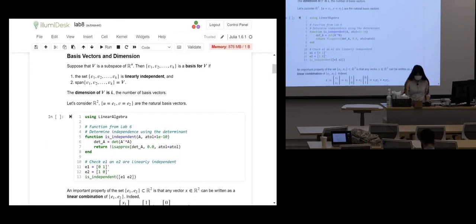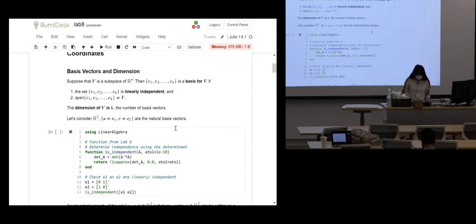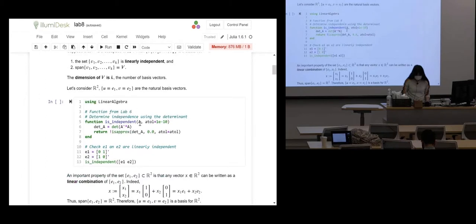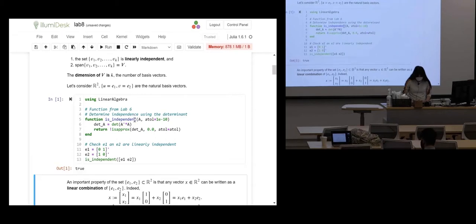We have the natural basis vectors defined as E1 and E2. So first, we're going to check that the set of those two vectors is linearly independent. Here we have a function from Lab 6 to show the vectors of a matrix are linearly independent by using the determinant. So we can run this cell. We can see those two vectors are actually linearly independent.